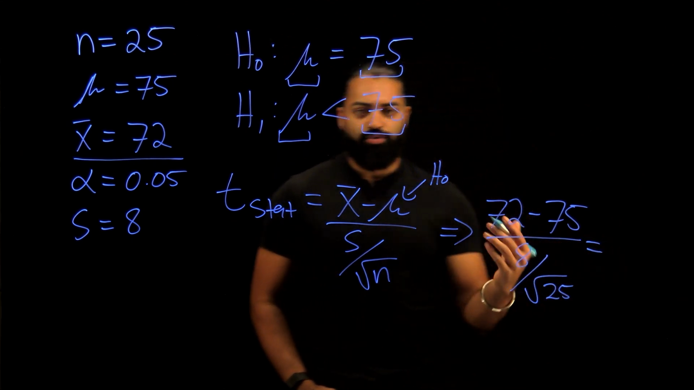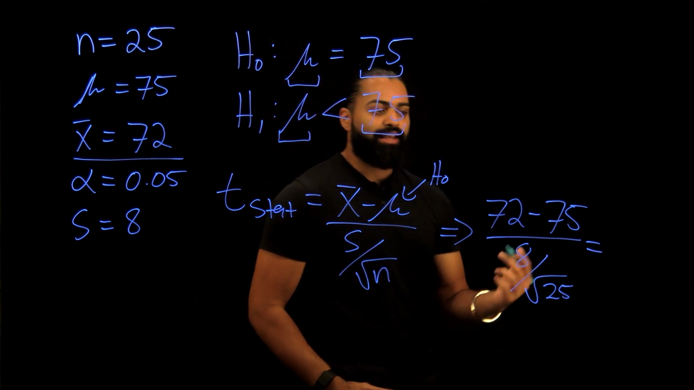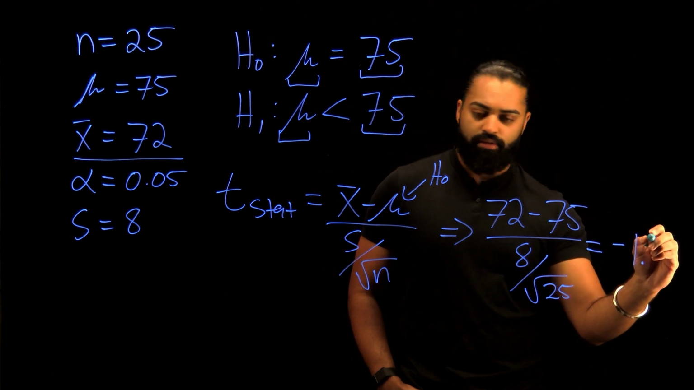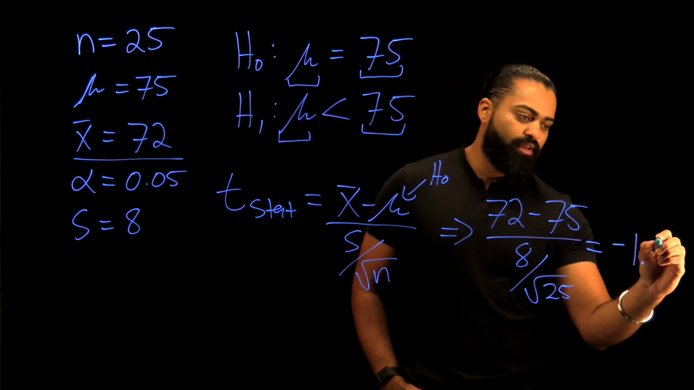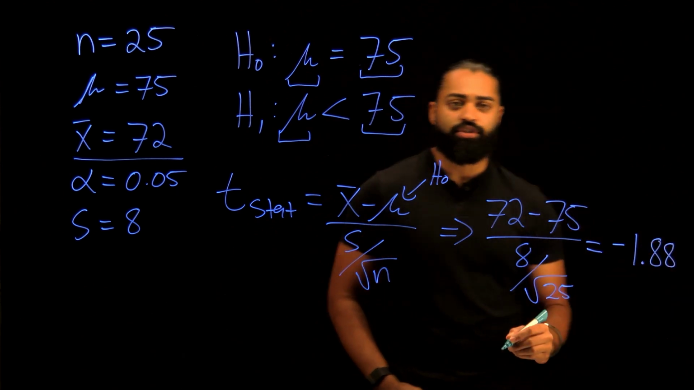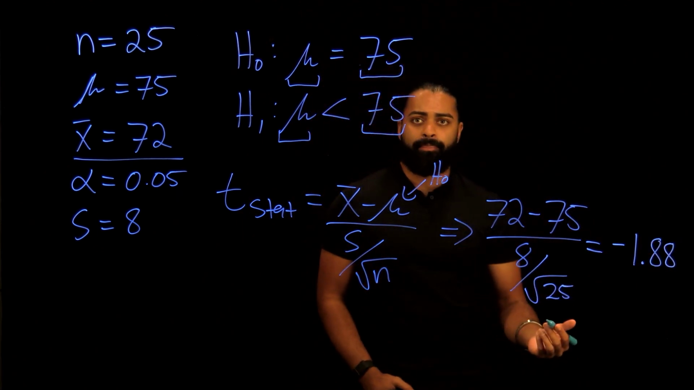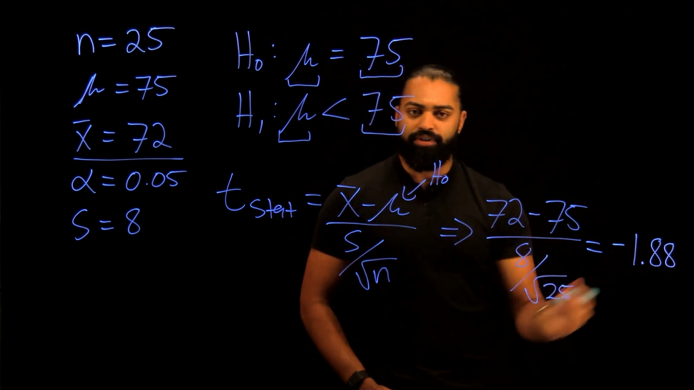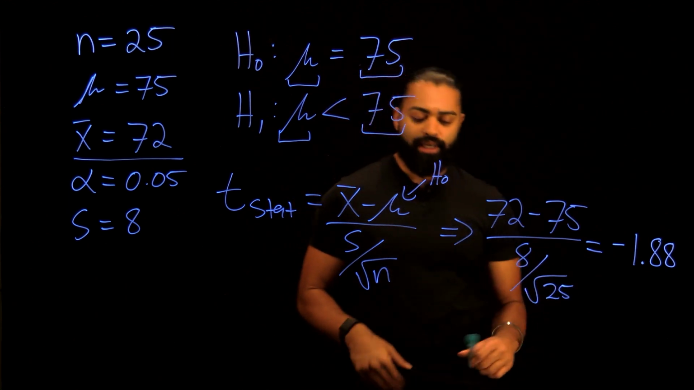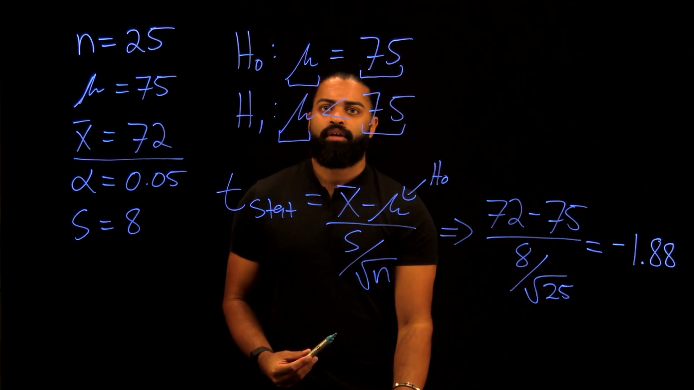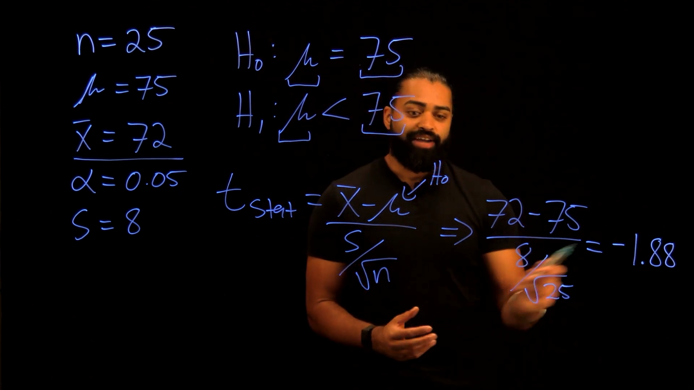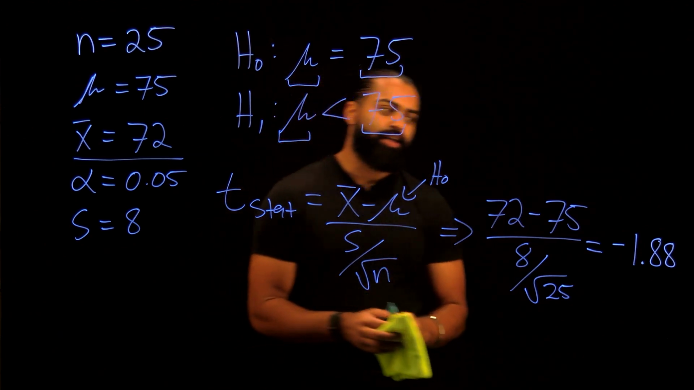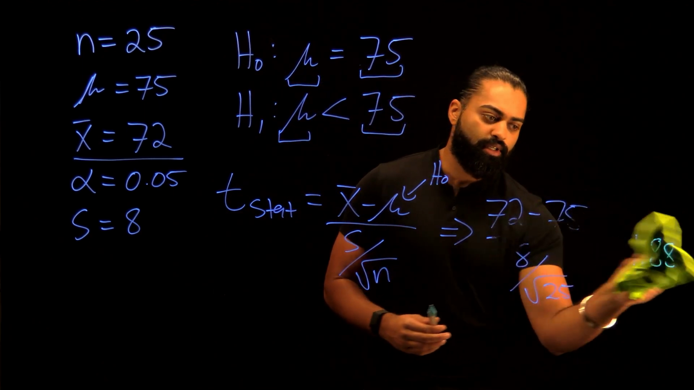If I do all this math, when you put it into your calculator, you should get a negative value. So you should get negative 1.88. If you're getting negative 1.875, that's also totally fine, but we're going to round it to 2 decimal places. So negative 1.88. All right, so that's part of the problem right there, is finding the t-stat. This is our evidence. Now we want to compare this to our t critical value. So I'm going to erase this really quickly.